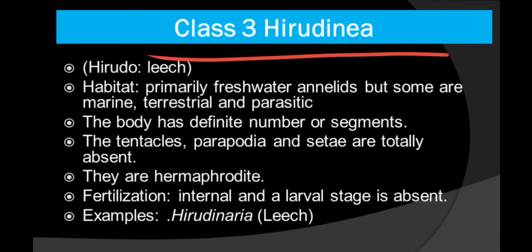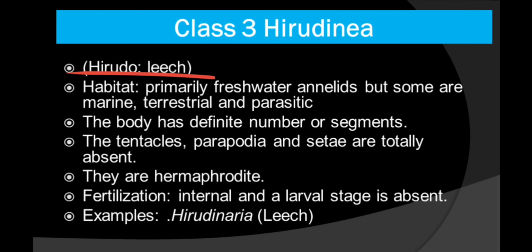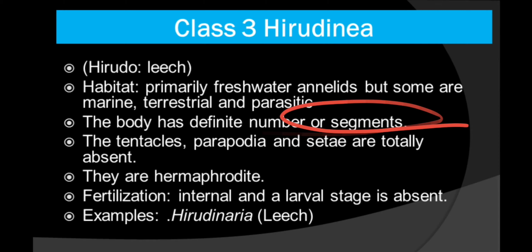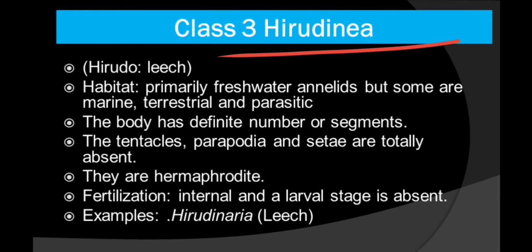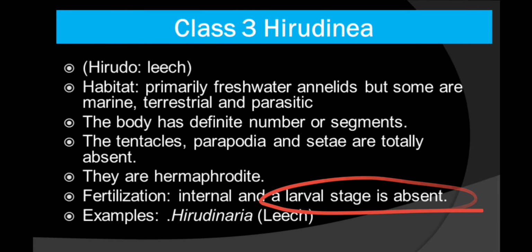The next class is Hyoidina. Hirudo means leech. The most important member is Hirudinaria, the leech, and the habitat is primarily freshwater, but some are marine, terrestrial and parasitic. The body has a definite number of segments, so metameric segments are there. Tentacles, parapodia and setae are totally absent in this class. They are also hermaphrodite. Fertilization is internal and the larval stage is absent. As we have seen, in Polychaete the trochophore larva is there, but in this class Hyoidina this stage is absent.